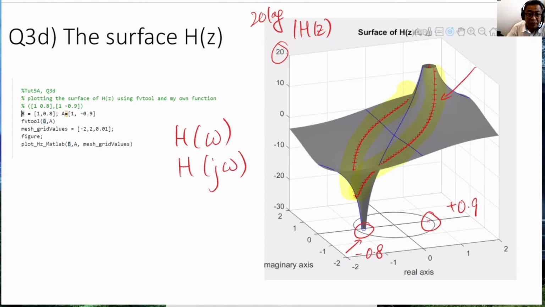So this is the solution for tutorial 5A question 3. Thank you.